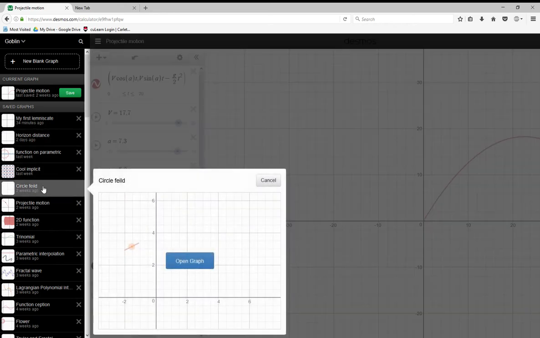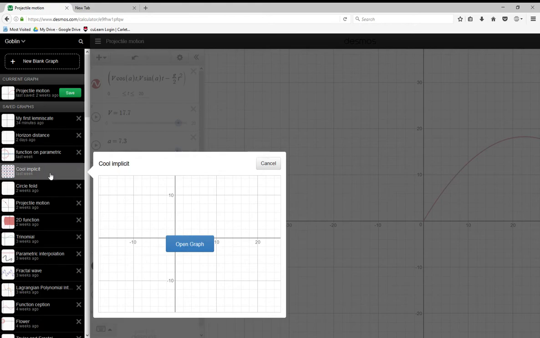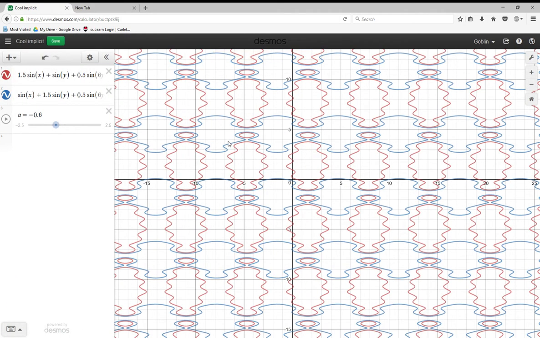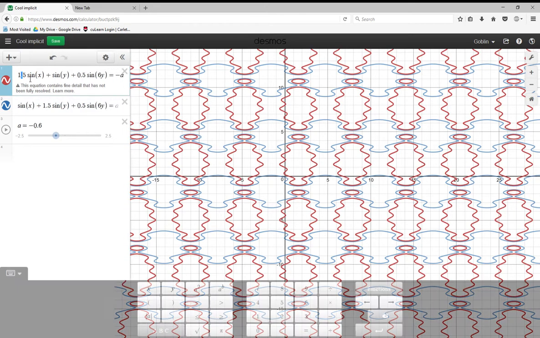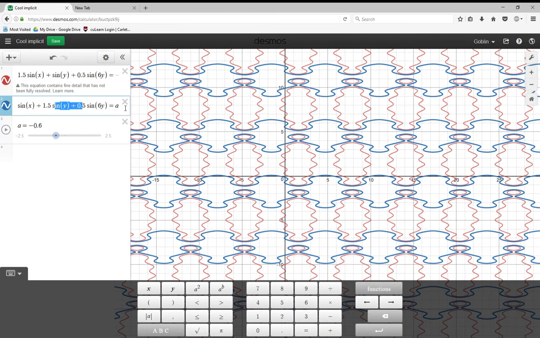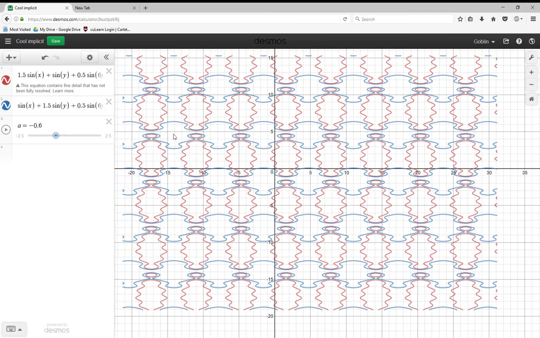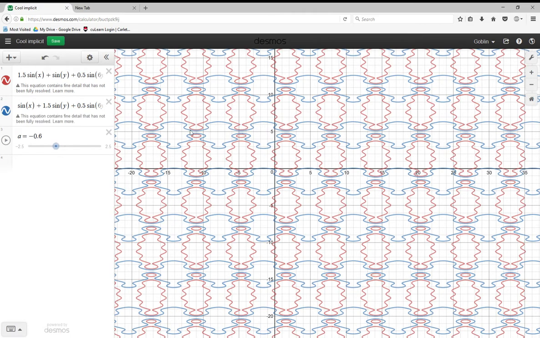What's this one? Circle field. Nah, this one's not that good. Cool implicit. This is just a random cool implicit. I figured out that with implicit equations, when I first saw one of those where it's something of x and something of x is equal to something of y, it was just too confusing. But if you think about it as a 2D function of x and y on one side, and then just finding the intersection with the plane, it's easier to visualize. I don't know how helpful that was, but that's how I figured out something about this.